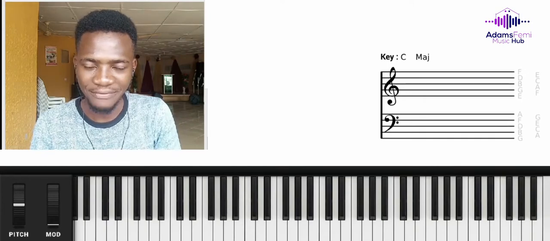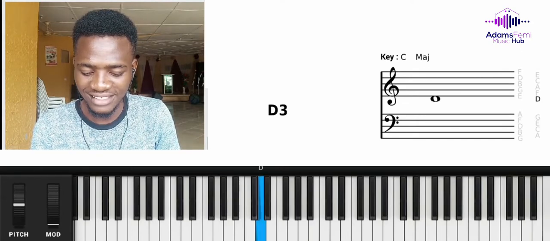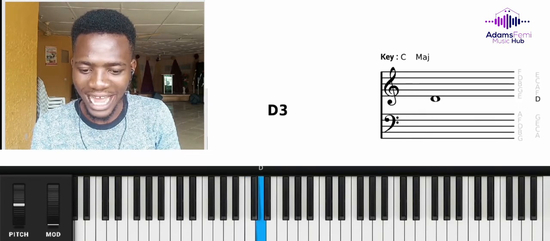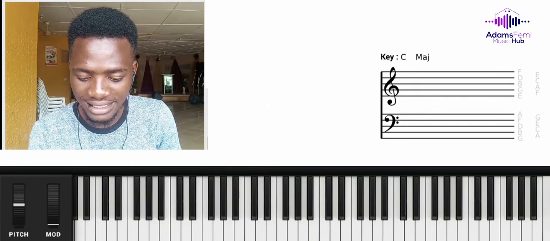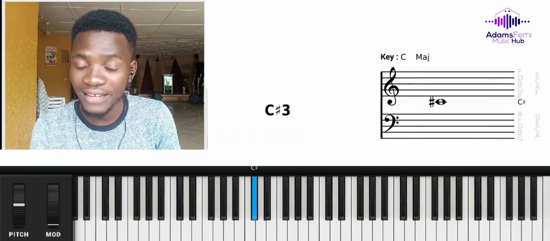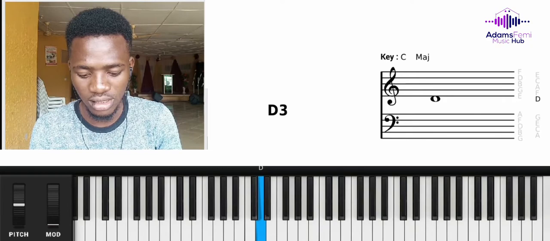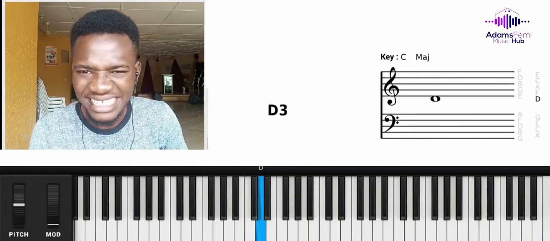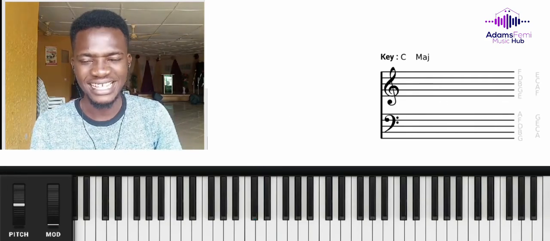So I'm moving to the left by a half step. Let's hit D. Remember we have D after C, so we have C, D. We're moving to the left by a half step. We have what? D flat. We're not skipping any notes. So D flat.